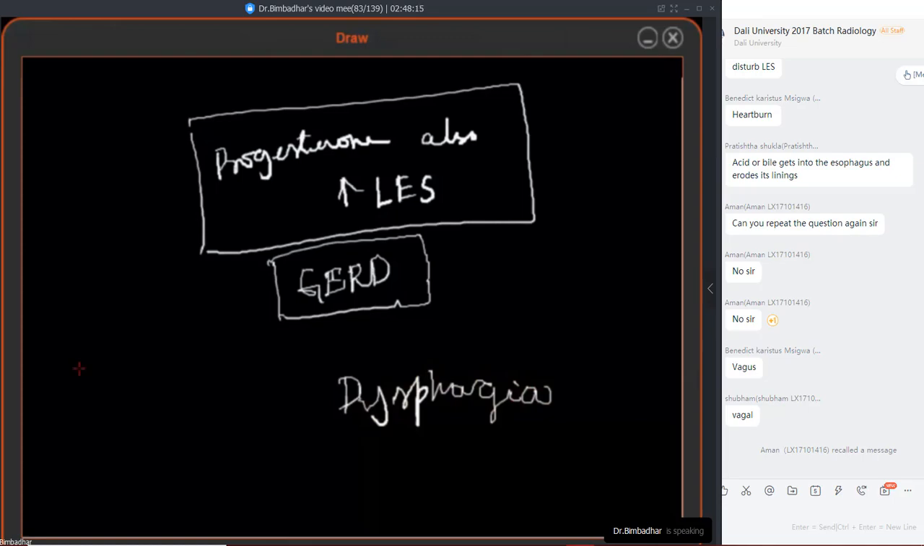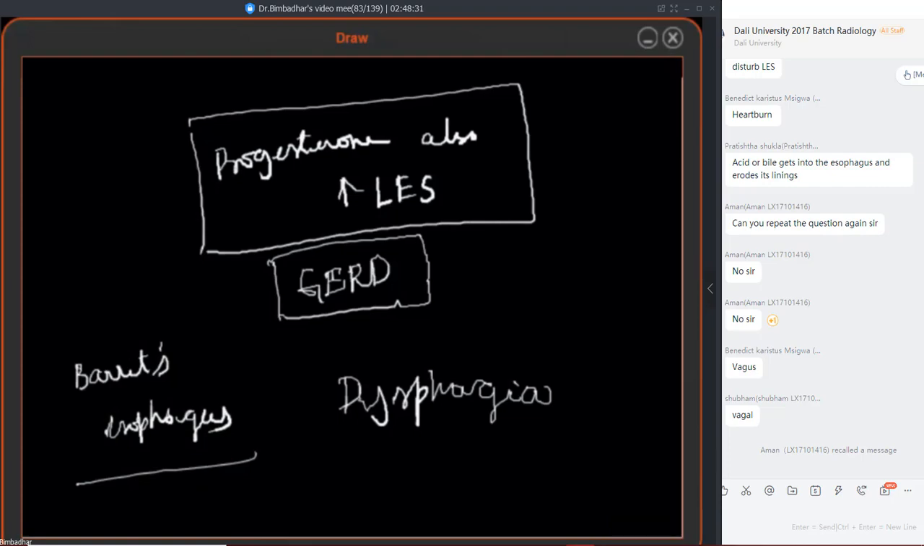Now, what actually happens here is that GERD eventually is the reason for another condition that is also known as Barrett's esophagus. A condition called Barrett's esophagus. Now, can somebody tell me what is Barrett's esophagus? What is Barrett's esophagus?